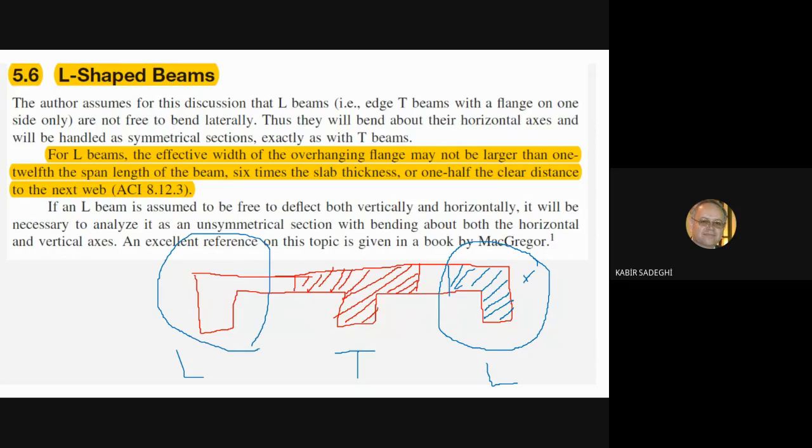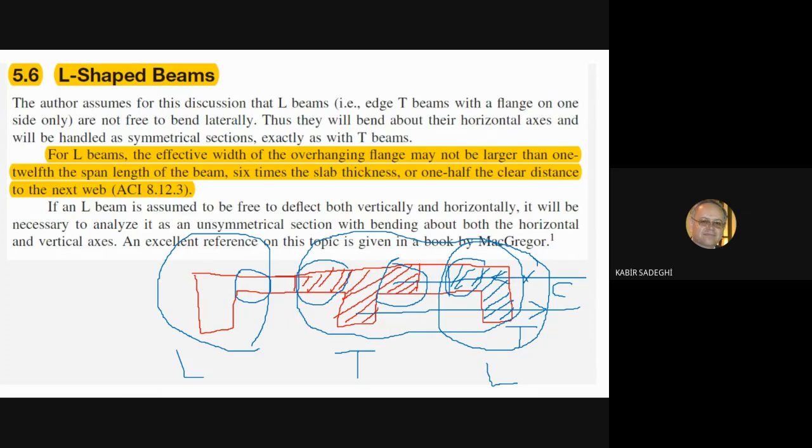For an L beam, we have a slab from one side, while in a T beam, we have a slab contribution from both sides. But the design is the same. Why? Because if you see the location of, for example, C or T, for both cases they are similar, and the formula that we found, and the application, are similar. Just the difference is the value of BF or B.